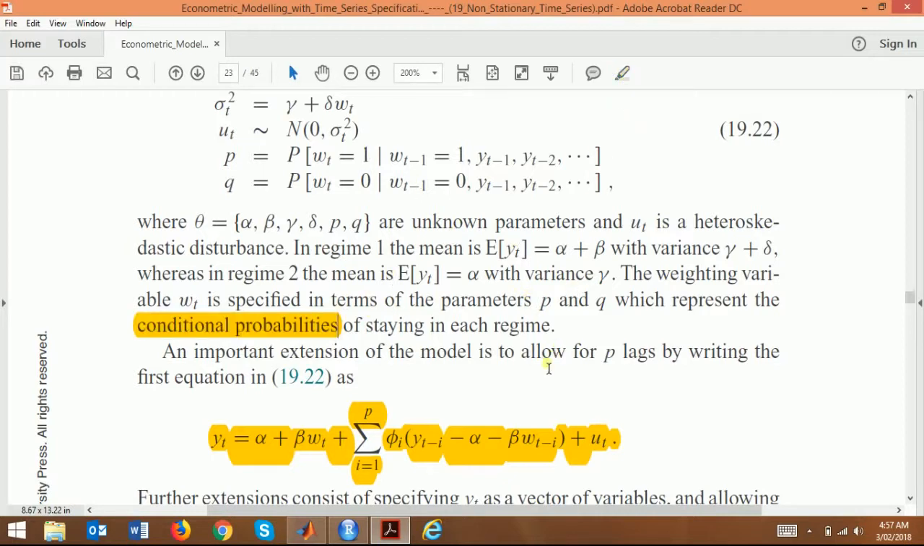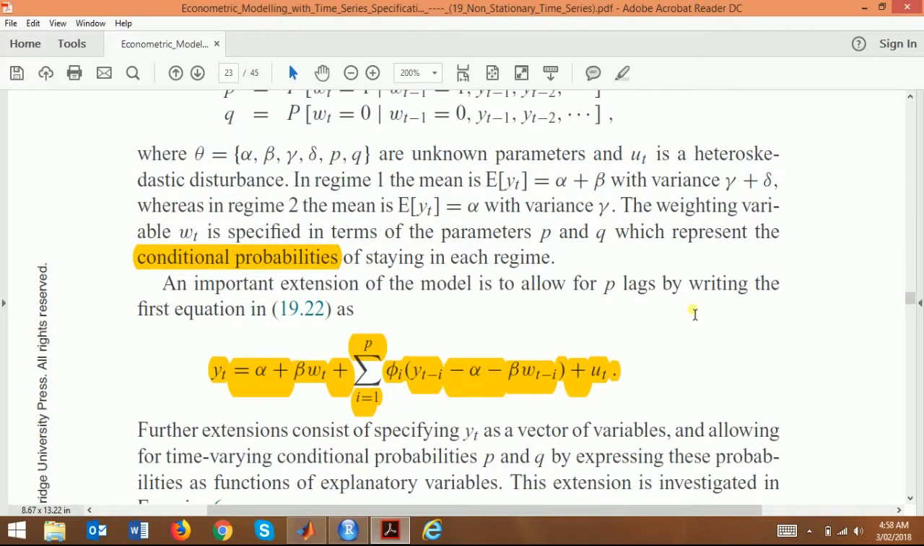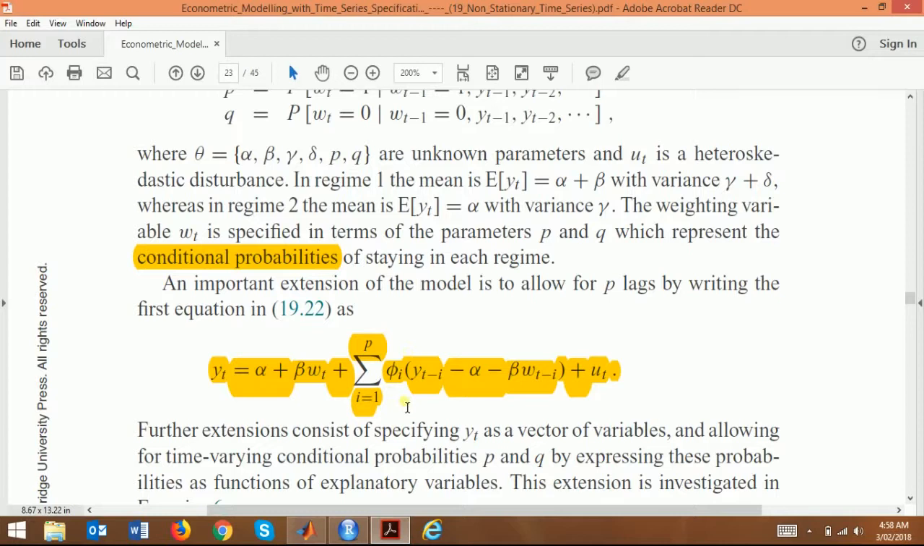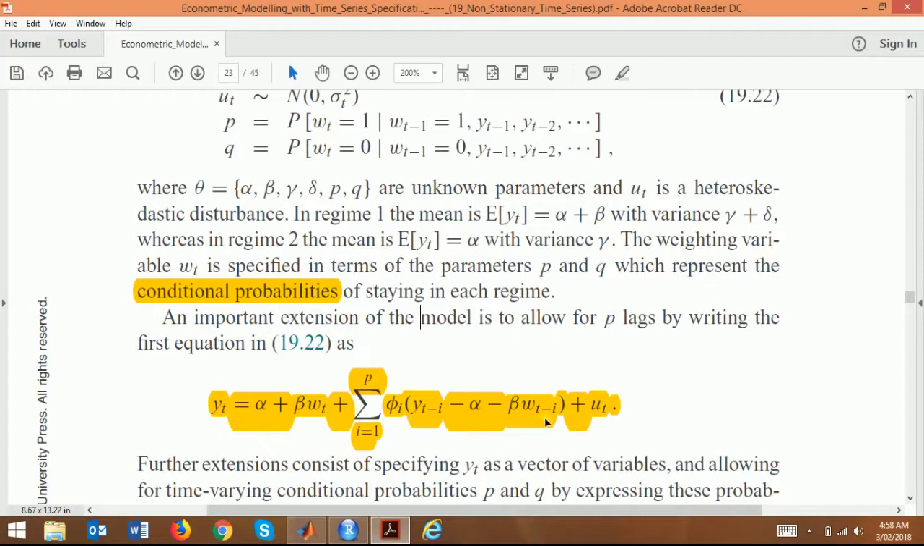An important extension of the model is to allow for p lags by writing the first equation. So up until here we are talking about what we had before. Then we extend the model by allowing as many autoregressive terms as we want, p lags, phi1 residual, and so we solve this for the residual t minus a minus alpha minus beta weighing function t minus a, because p is conditional upon the lag of the weighing function.